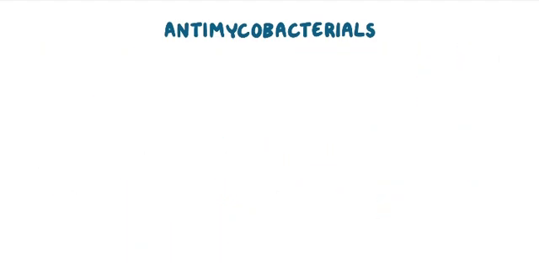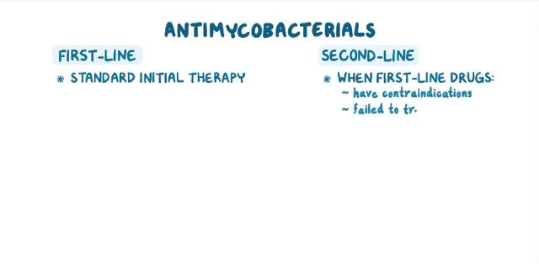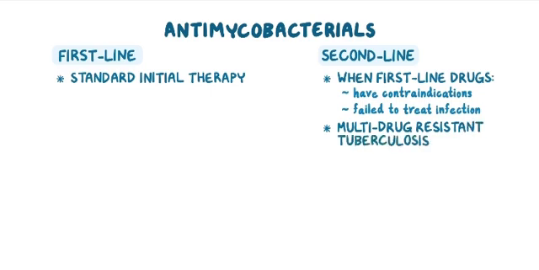Antimycobacterial drugs can be divided into two broad categories. We have the first-line antimycobacterials, which are the standard initial therapy, and the second-line antimycobacterials, used when the first-line drugs aren't suited, like when they have contraindications, they have failed to treat the infection, or with multi-drug resistant tuberculosis.